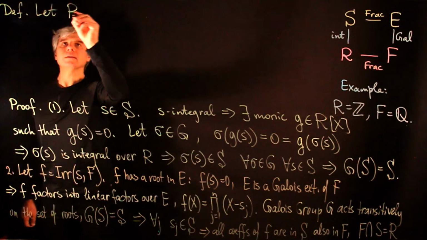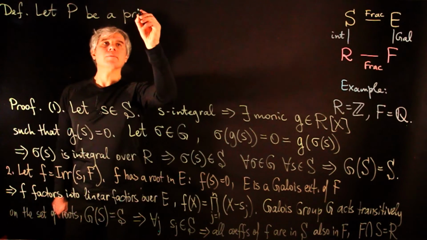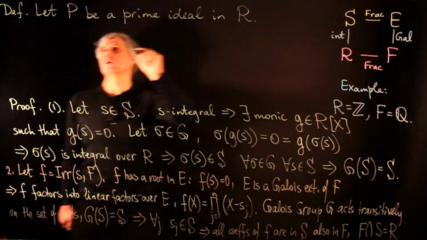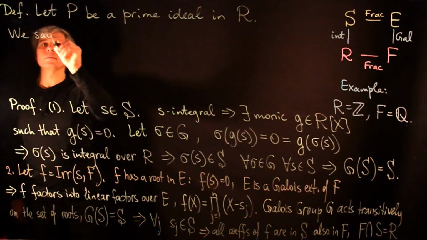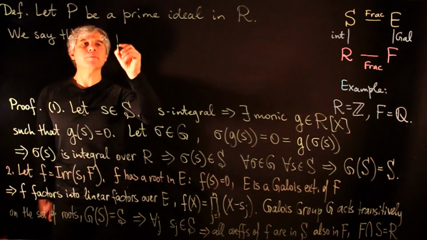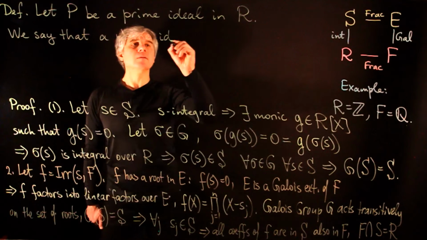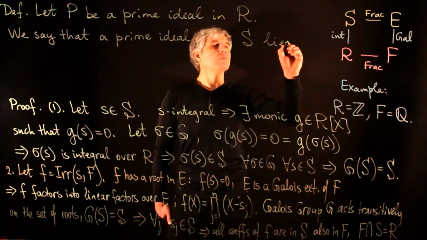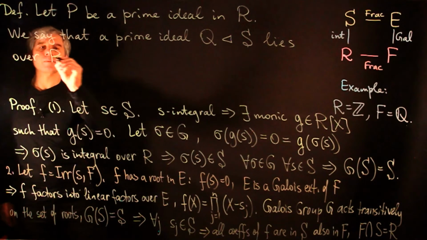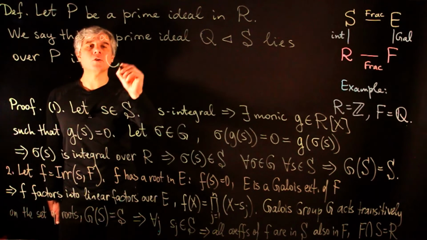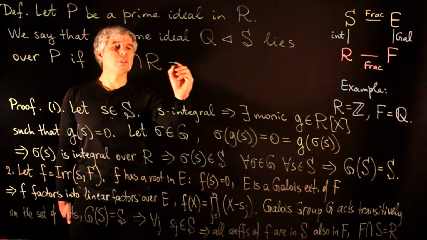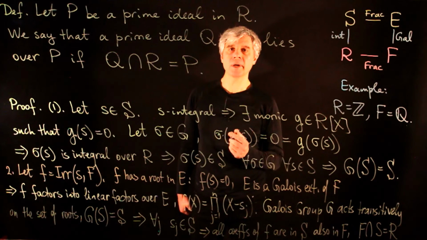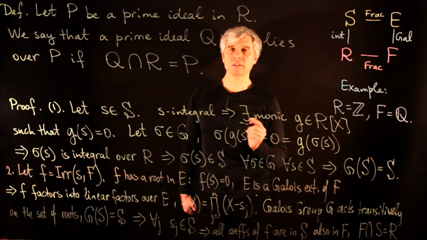Let P be a prime ideal in the ring R. We say that a prime ideal Q in the ring S lies over P if the intersection of Q with R is equal to P. We recall that an ideal P in the ring R is called prime if the quotient ring R mod P has no divisors of 0.